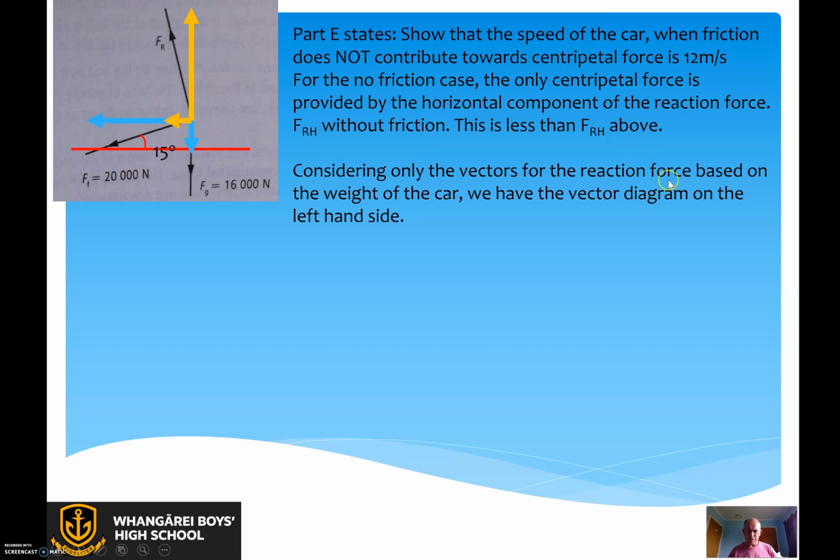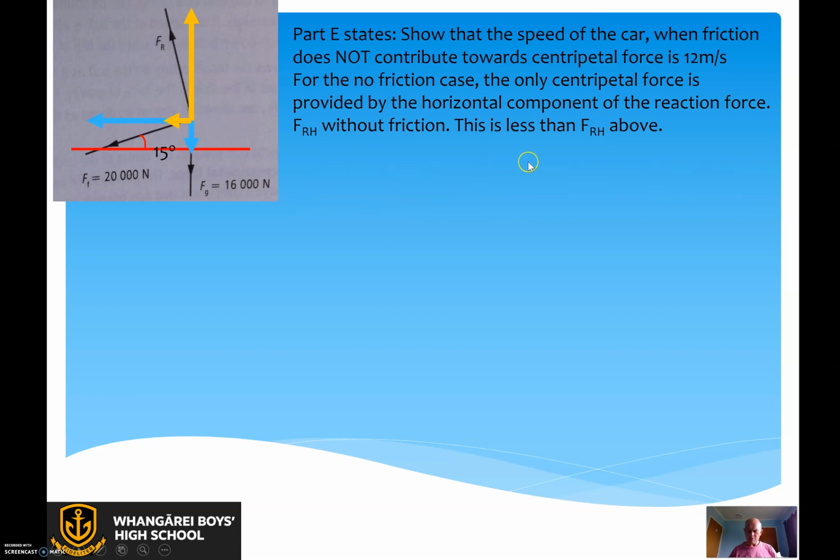considering only the vectors for the reaction force based on the weight of the car, we have the vector diagram. I'll go back a step. This number here is less than what we had before because the reaction force includes the vertical component down of the friction force. If we take out the friction force, we take out the vertical component. If we take out the vertical component, this thing here shrinks and this thing shrinks, so our answer is different there.